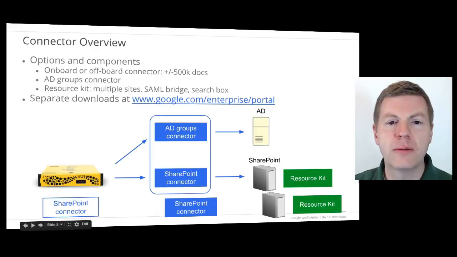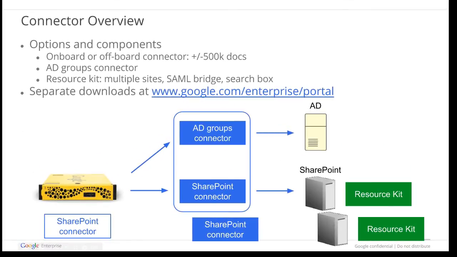The connector is available onboard the GSA and offboard. We recommend the use of the offboard connector in any production environment. The onboard connector isn't compatible with mirroring and isn't suitable for handling more than 500,000 documents. There is also a separate Active Directory Groups connector that you will need in order to get AD group memberships for the GSA as discussed in earlier training.